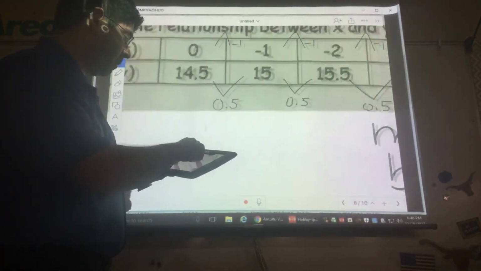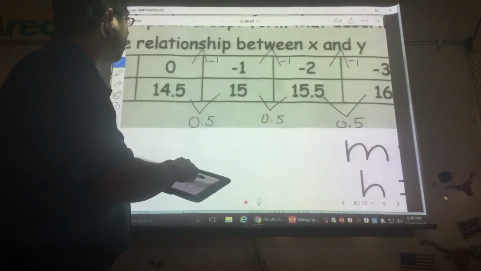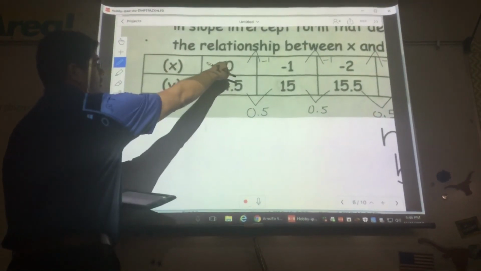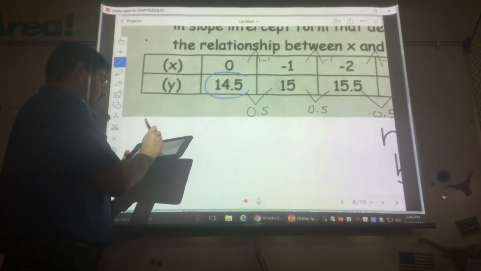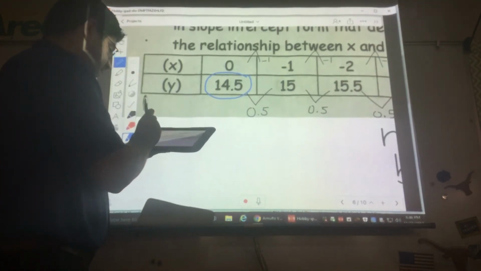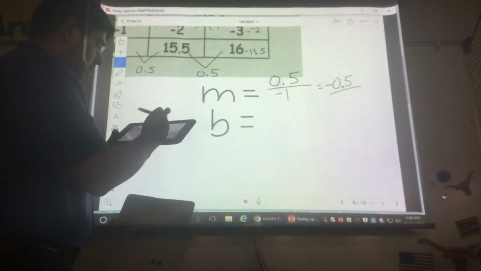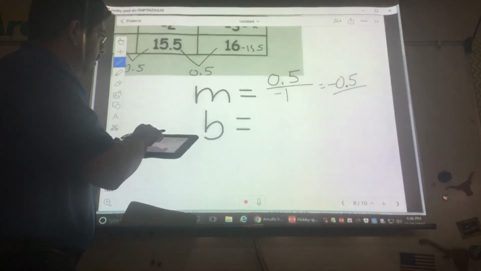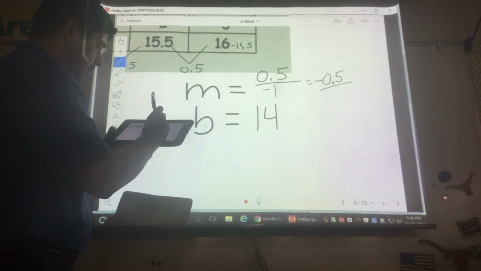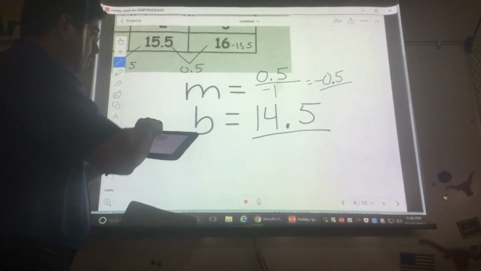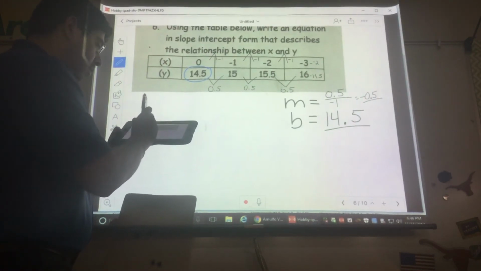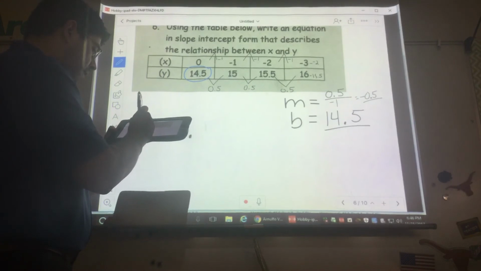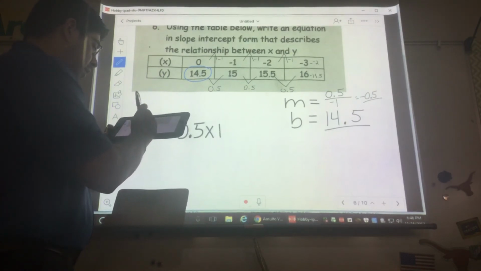So now we got the y-intercept. I need to go find where x is 0, and I'm lucky because I do have one where x is 0 right here. So just like I did the other day, this is going to be in blue. There is my y-intercept. So that is 14.5. There we go. So now I can write my equation. Y equals -0.5x plus 14.5.